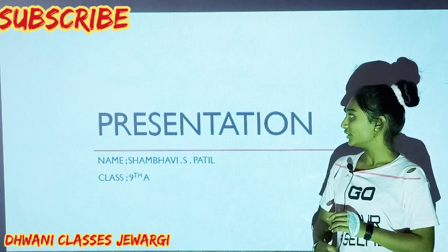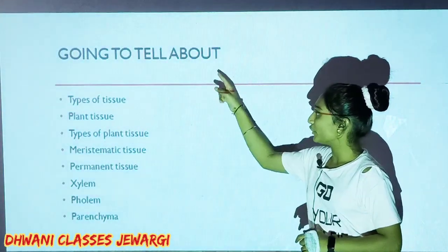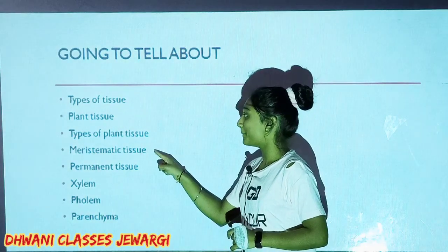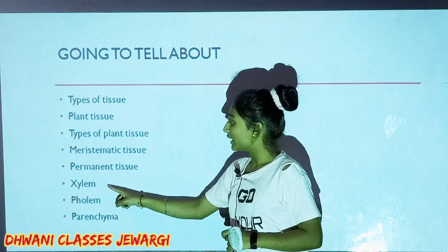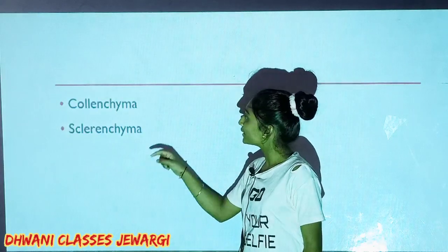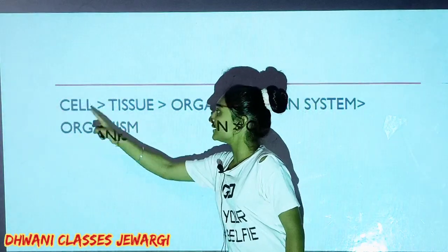My topic is on plant tissues. I am going to tell about the types of plant tissues: meristematic tissue, permanent tissue, xylem, phloem, parenchyma, collenchyma and sclerenchyma. From the cell, the tissue is found.